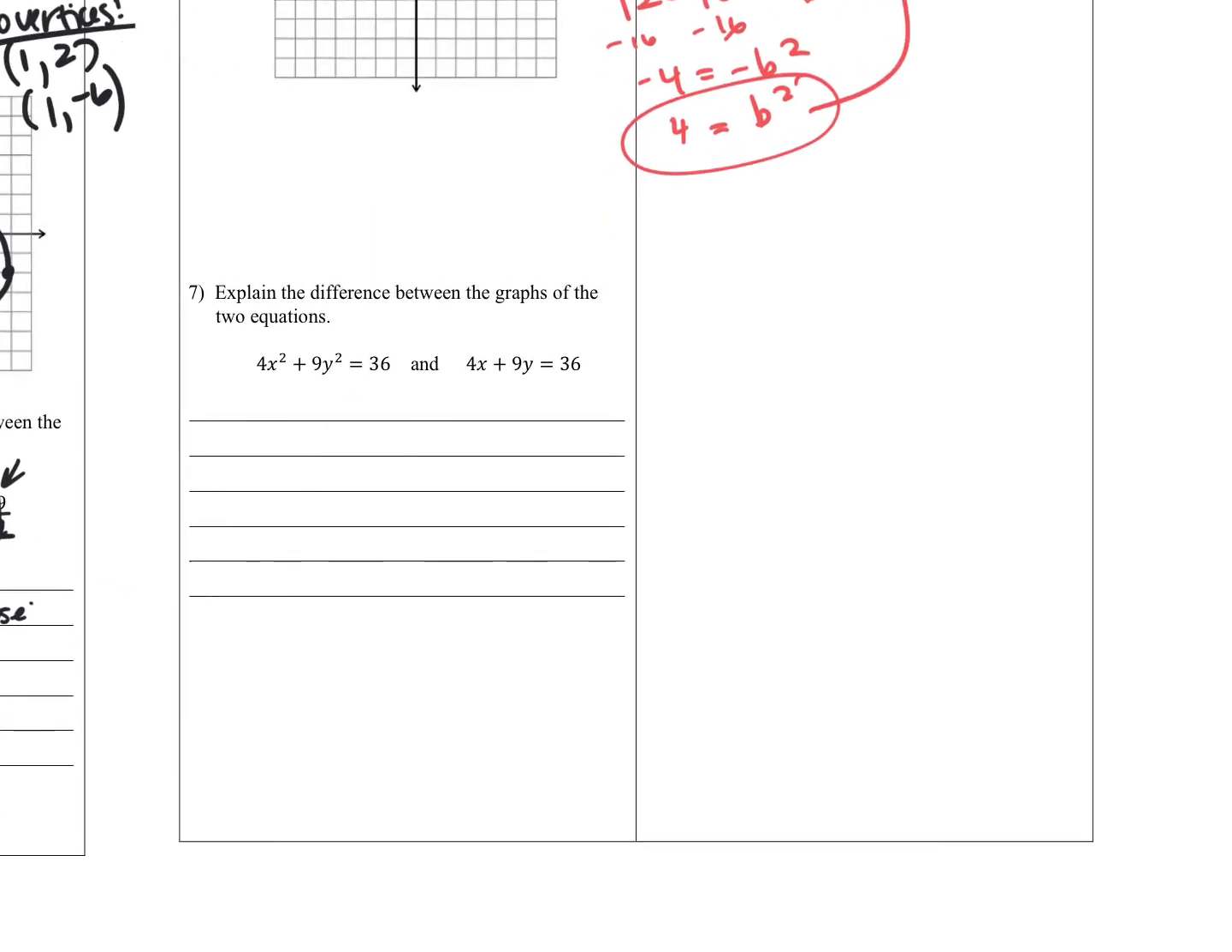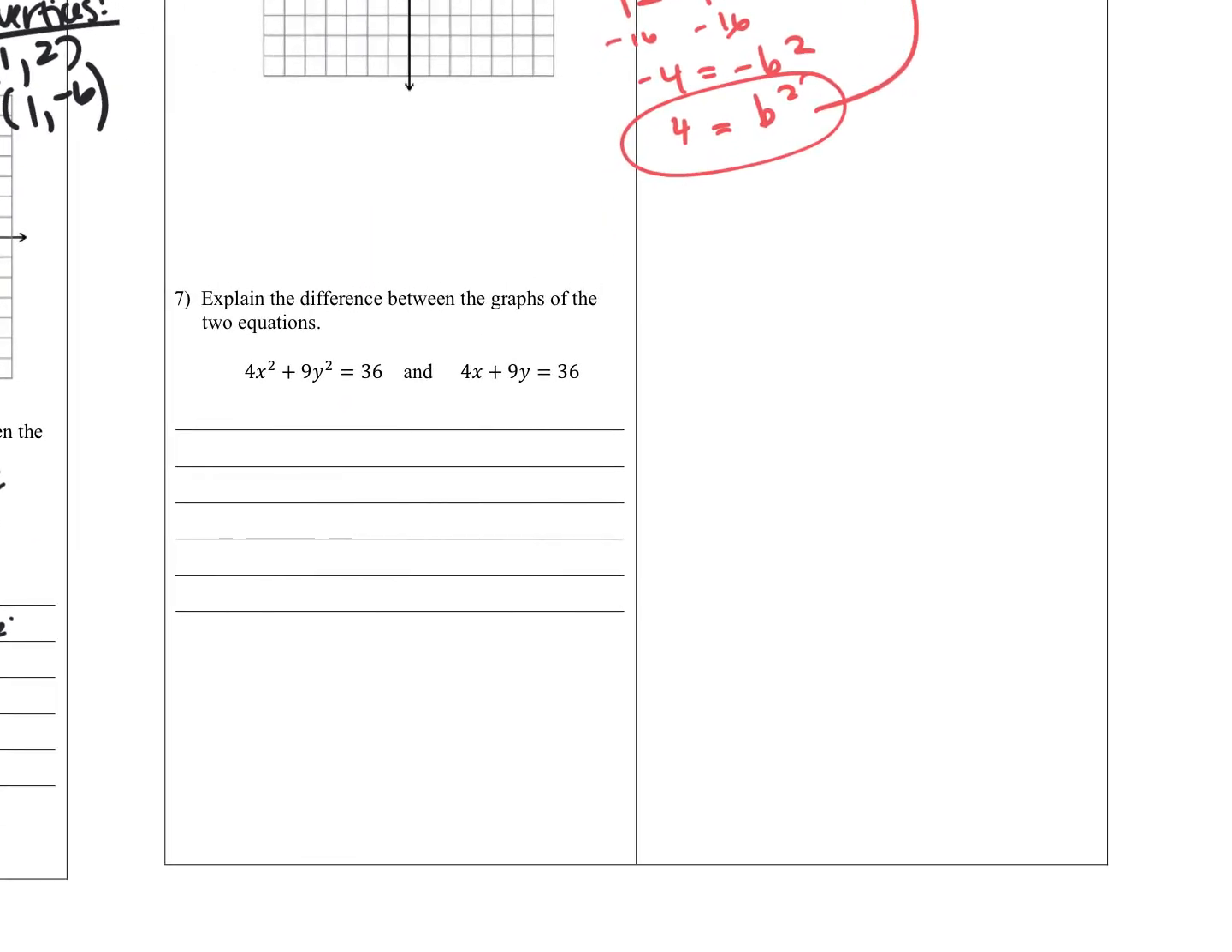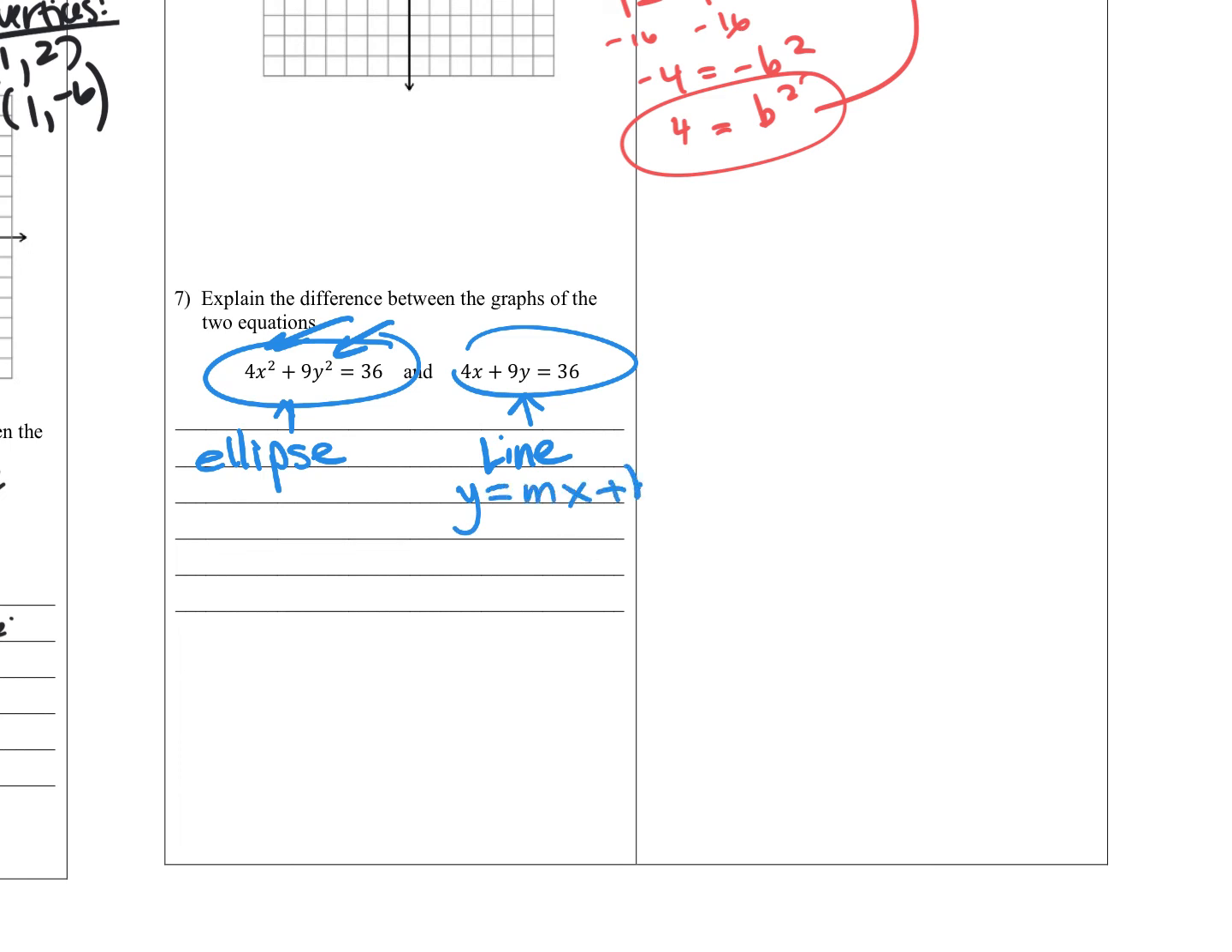All right, last one here, explain the difference between these 2 graphs. They look exactly the same, except this one has squared x and y's. So I know that this is going to be an ellipse, and this one over here with nothing squared is just the equation of a line. Both can be rewritten into things that are more familiar. So if you wanted to, for the line, we like to put it in that y equals mx plus b form. And for an ellipse, we like them to be equal to 1. But again, you know that they're both different because of those exponents.